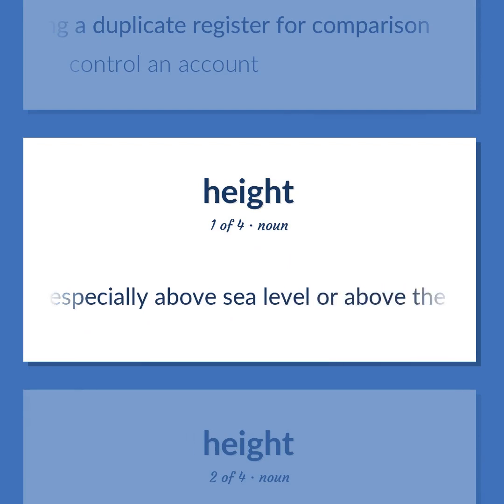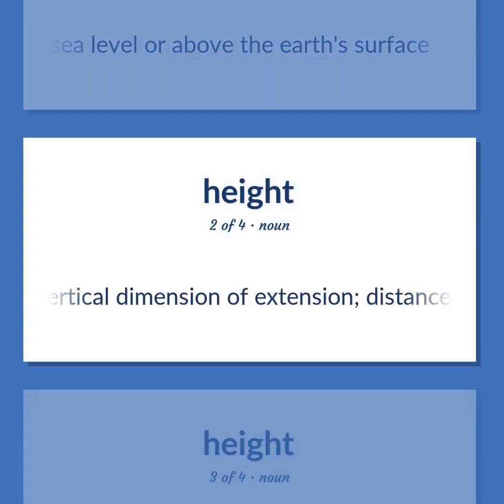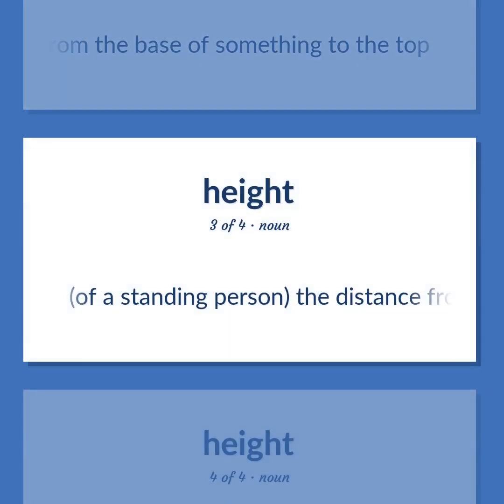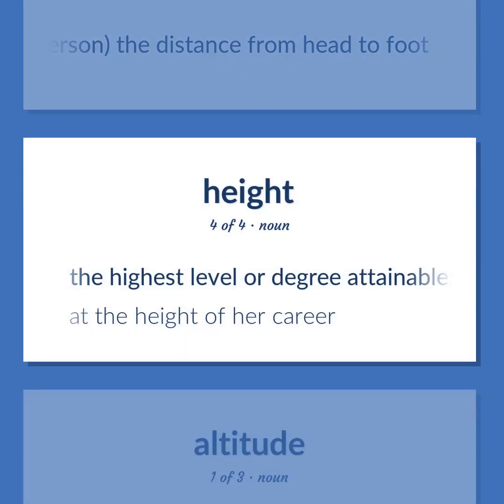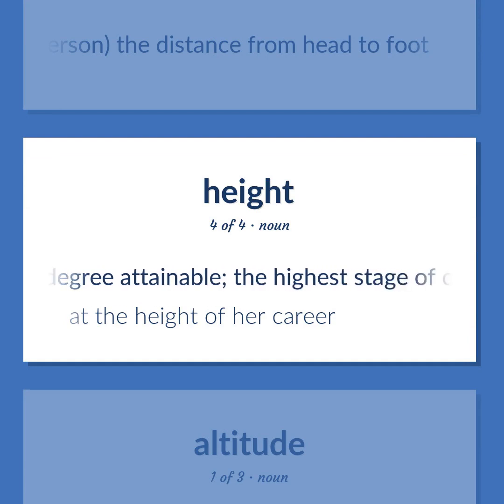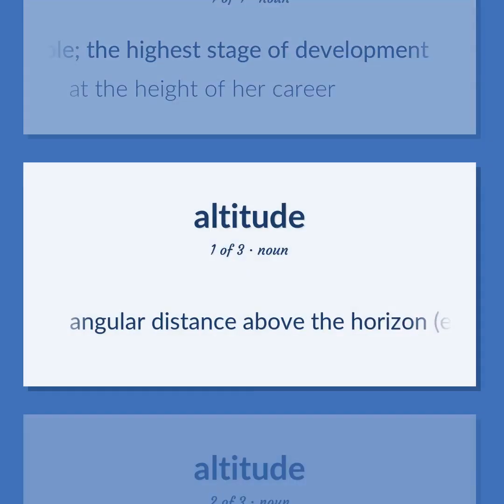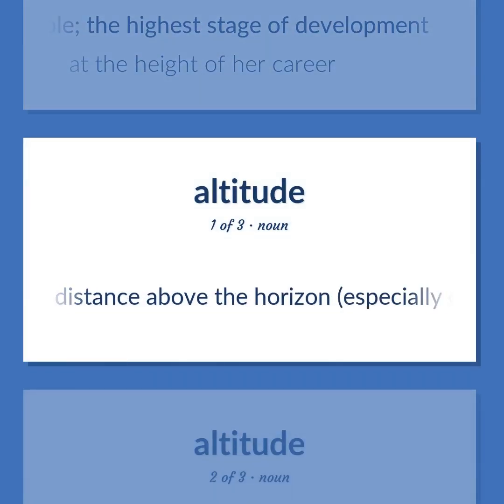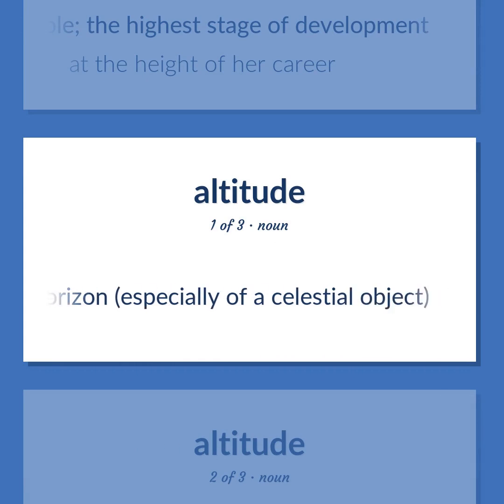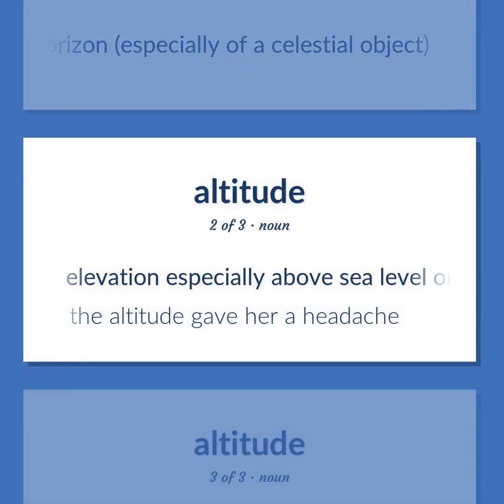Elevation, especially above sea level or above the Earth's surface. The vertical dimension of extension. Distance from the base of something to the top. Of a standing person, the distance from head to foot. The highest level or degree attainable. The highest stage of development. At the height of her career. Angular distance above the horizon, especially of a celestial object. Elevation, especially above sea level or above the Earth's surface. The altitude gave her a headache.